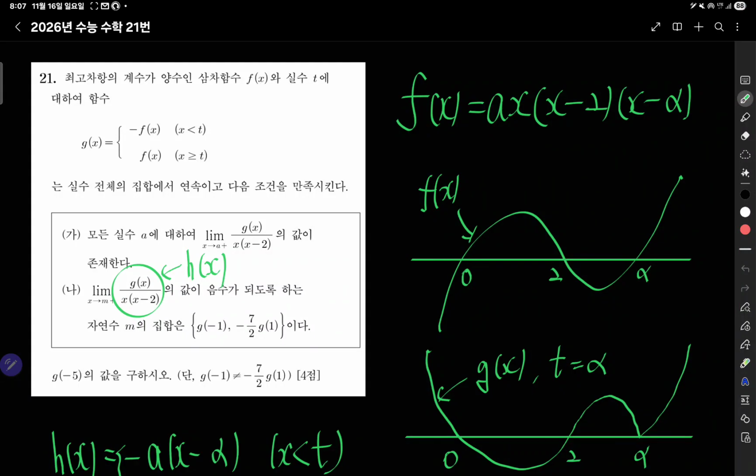Hello everyone. In this problem, there is a cubic function f of x, and the leading coefficient is positive. And g of x consists of two parts. When x is less than t, g of x is minus f of x. And when x is greater than or equal to t, g of x is f of x.